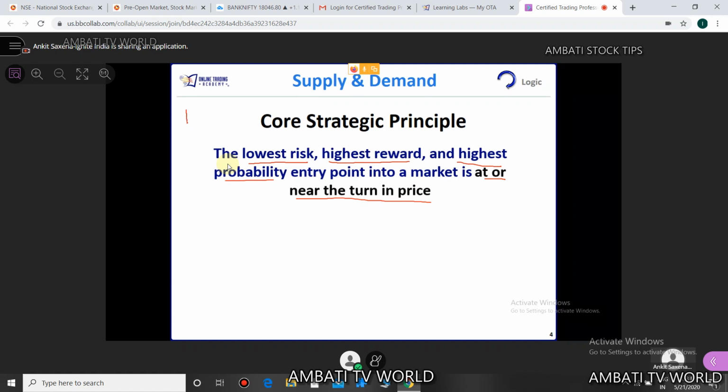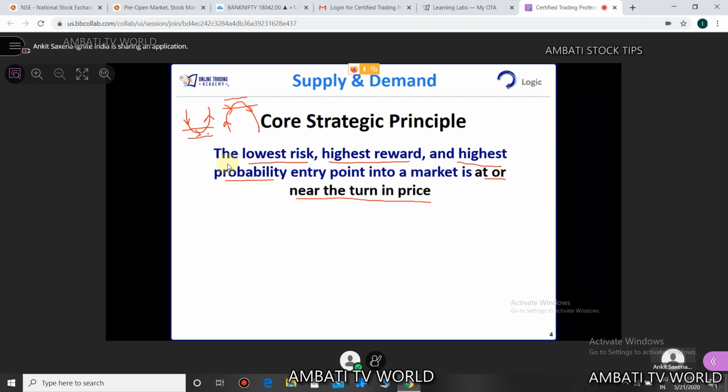Turn in price means the prices are turning around. Getting my point? So the risk at this point will be lowest, isn't it? At this point, the risk will be lowest because it's the turning point in the market. Now, the lowest risk, highest reward.